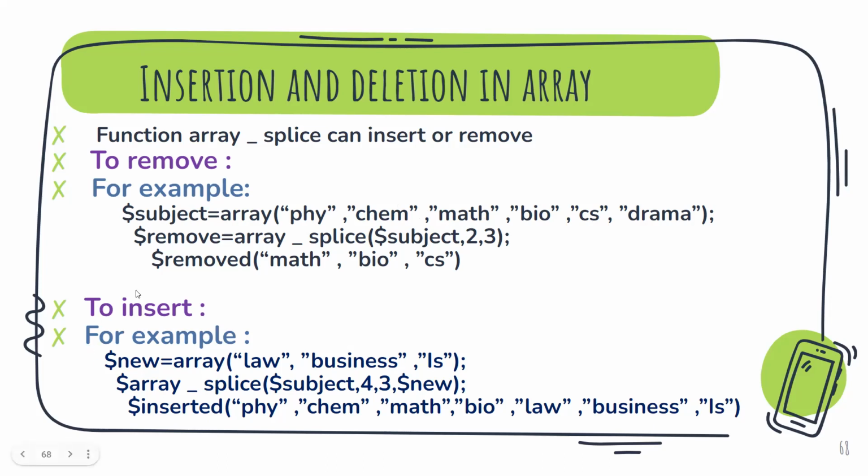And similarly, in case we want to insert, we will be doing the same thing. We'll be mentioning the index at which the new array must be inserted, and we should also mention the length of the new array. So I've defined a new array, and I'm calling array splice and giving it the parameter as subject, which is this array. And I'm saying that at fourth index, I need another array to be inserted whose value is 3. So in this way, at exactly the fourth index, the new array will be inserted.